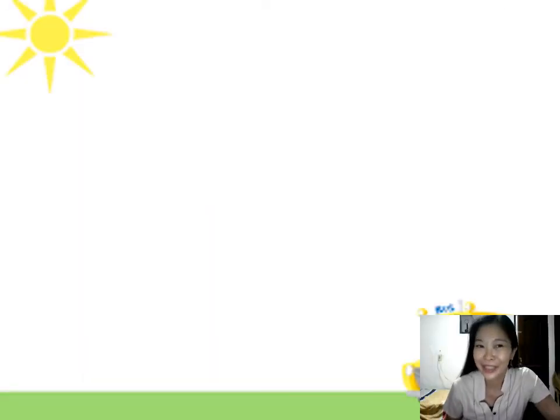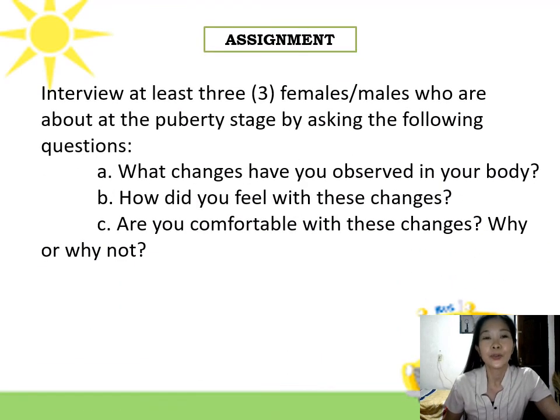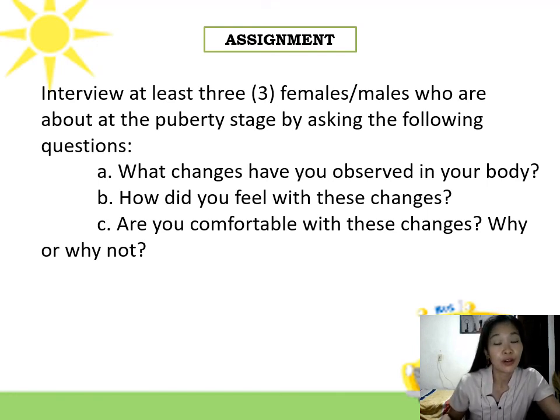Wow, great job, kids. Okay, now for your assignment. You have to interview at least 3 females or males who are about at the puberty stage by asking the following questions. Letter A, what changes have you observed in your body? How did you feel with these changes? Are you comfortable with these changes? Why or why not?